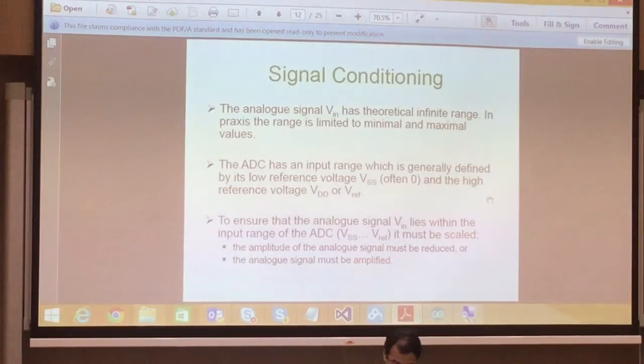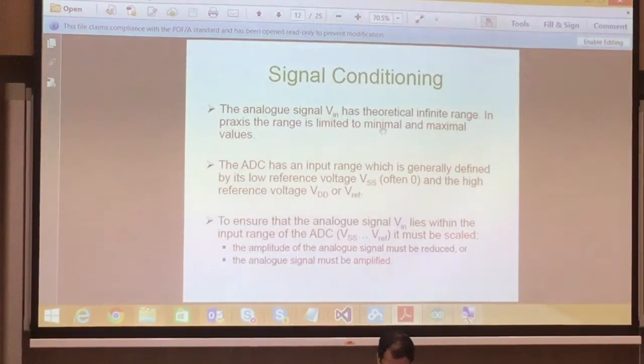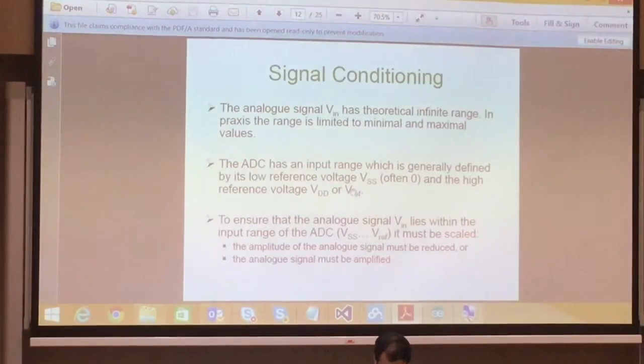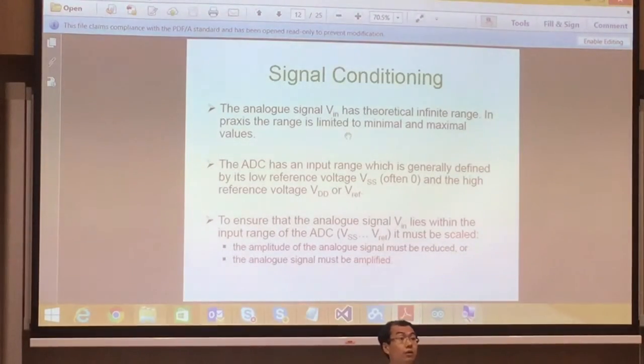So the signal conditioning we have discussed is for the Vin, the analog inputs. The inputs can be anything. But in order for the ADC to process it, we have to limit the range, to 0 to VDD. Okay, this is one of the signal conditioning we need to do. Do you agree?